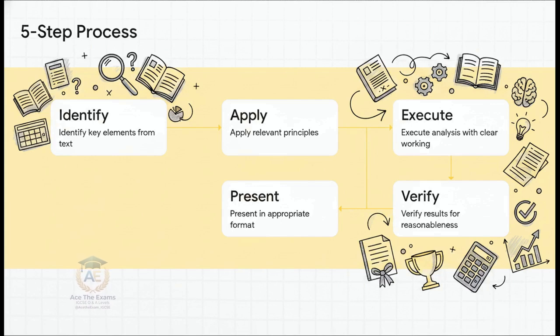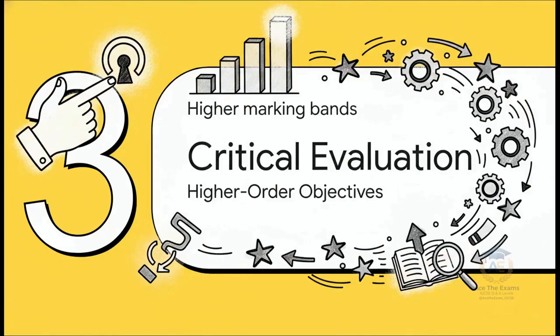Step 4, verify the results for reasonableness. And Step 5, present it in the strictly appropriate format. This sequence is your safety net. It ensures you never leave easy structural marks on the table, even when the scenario is brutal. Moving straight into Section 3, critical evaluation.